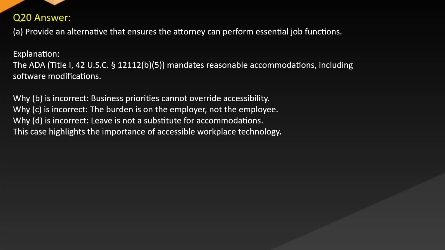Explanation: the ADA, Title I, 42 U.S.C. § 12112(b)(5) mandates reasonable accommodations, including software modifications. Why B is incorrect. Business priorities cannot override accessibility. Why C is incorrect. The burden is on the employer, not the employee. Why D is incorrect. Leave is not a substitute for accommodations. This case highlights the importance of accessible workplace technology.